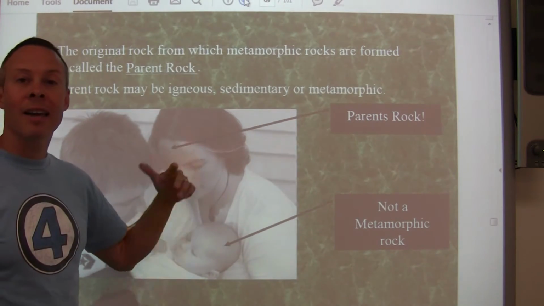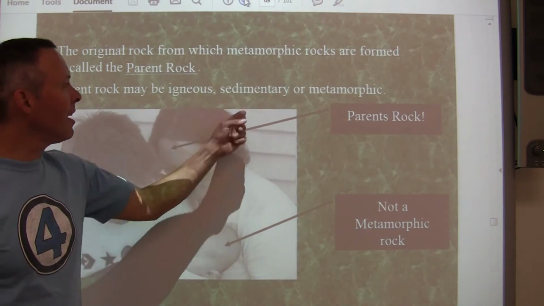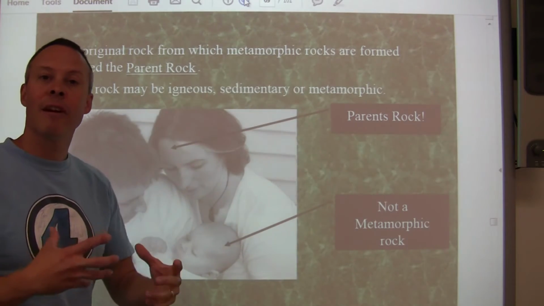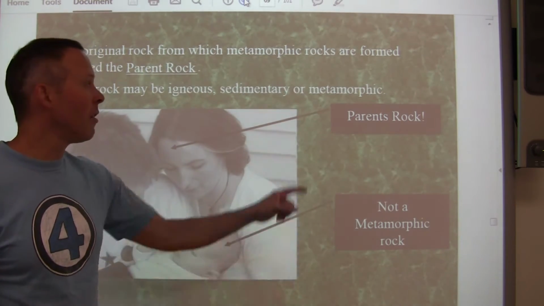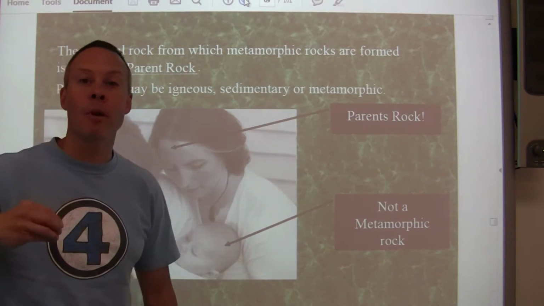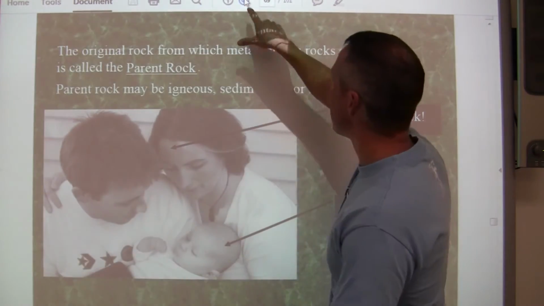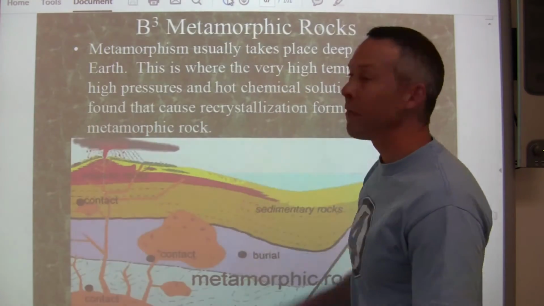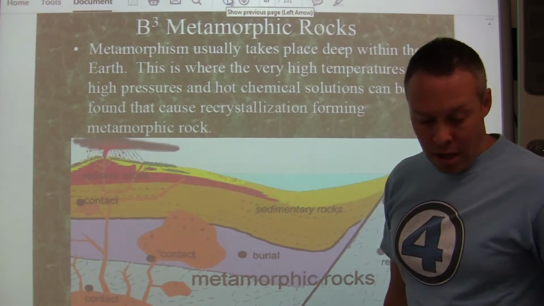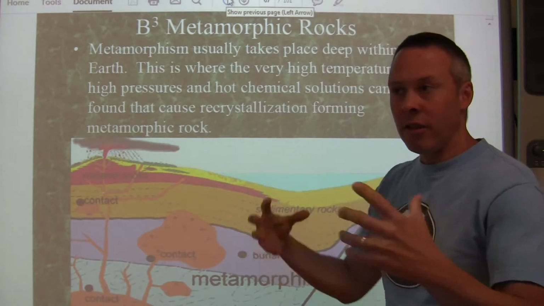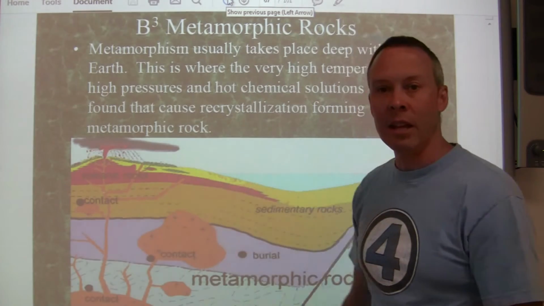Any type of rock can be a parent rock. Sedimentary, igneous, metamorphic, it doesn't matter as long as that rock is exposed to the heat and pressure. So even metamorphic rocks can get metamorphosed into other metamorphic rocks. So there are lots of different kinds of parent rocks. And again, that causes the recrystallization of those minerals to grow larger.